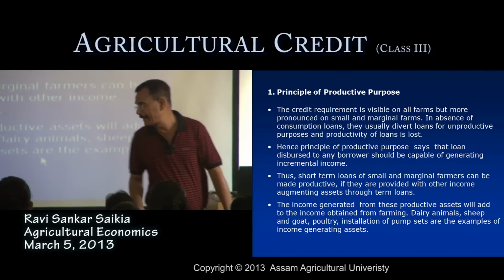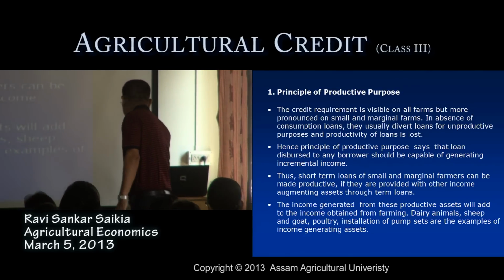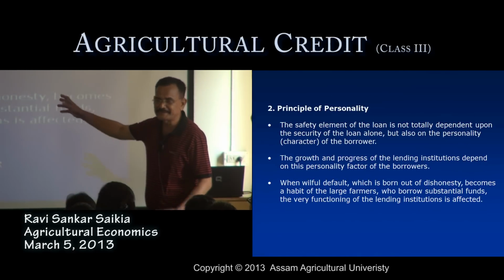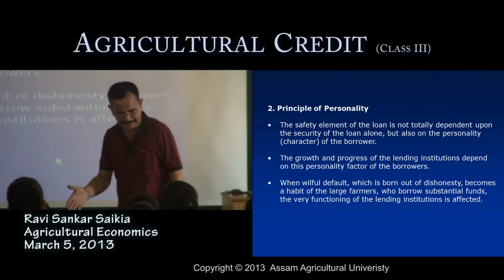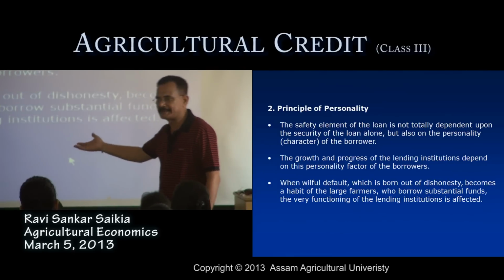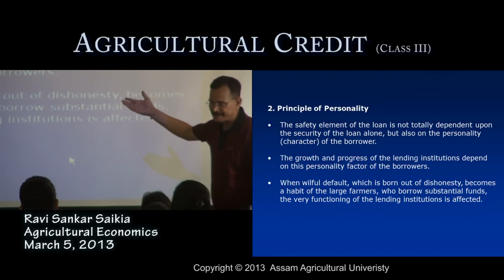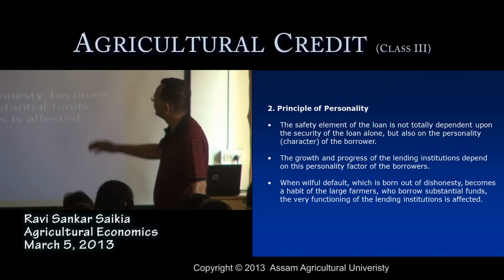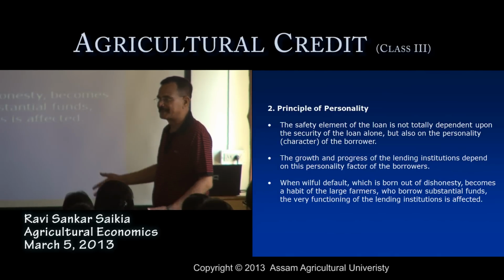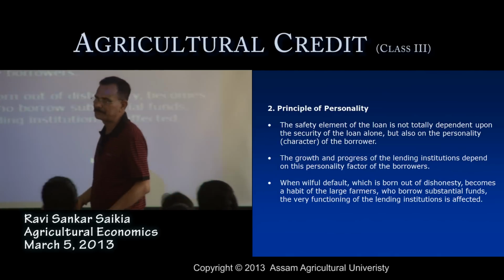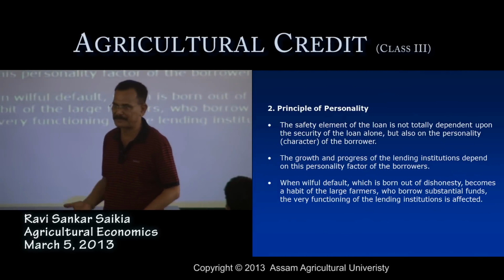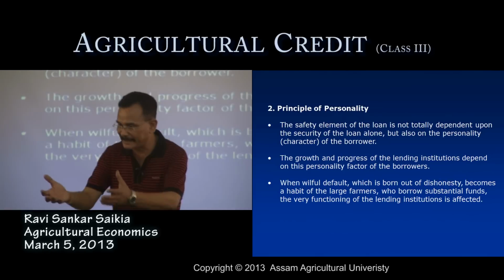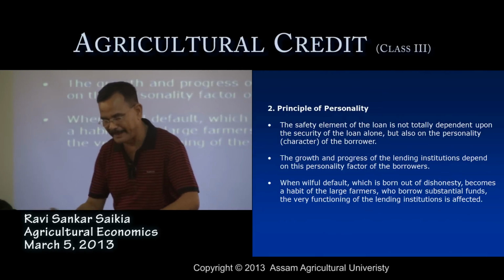Okay, and the next one you see is personality. I have already discussed it in the 'C', the character. Same thing, this is the principle of personality. The safety element of the loan is not totally dependent upon the security of the loan alone. Yes, for most loans, farmers have to give some amount of security. It may be secured by the banking organization by taking security in any form against the loan.